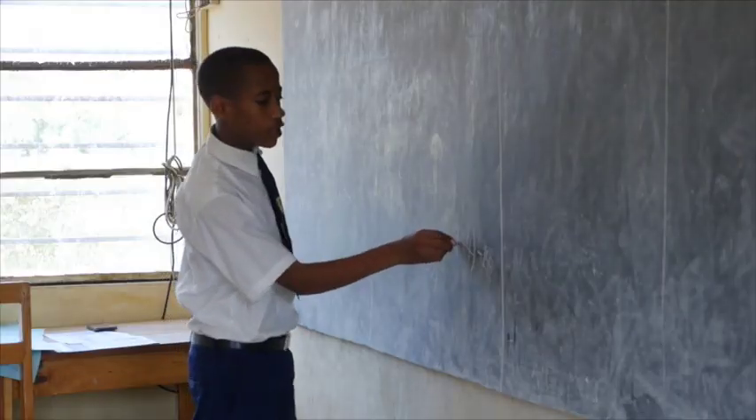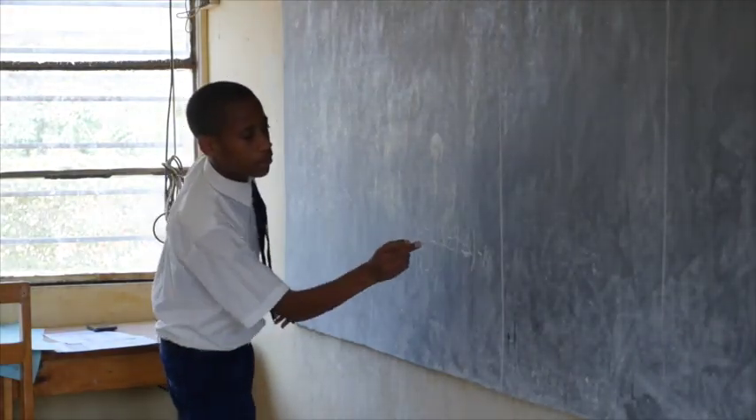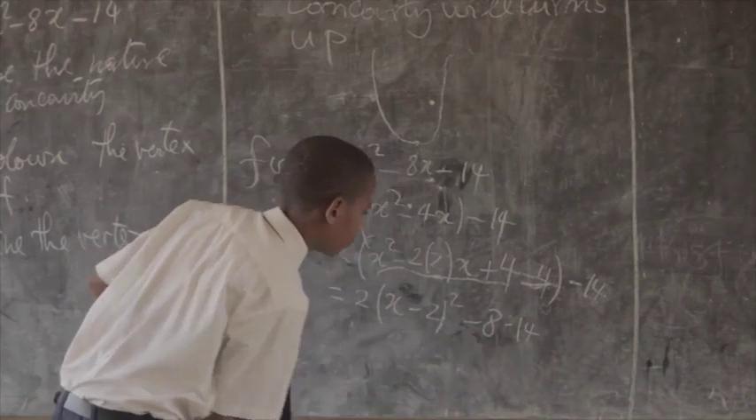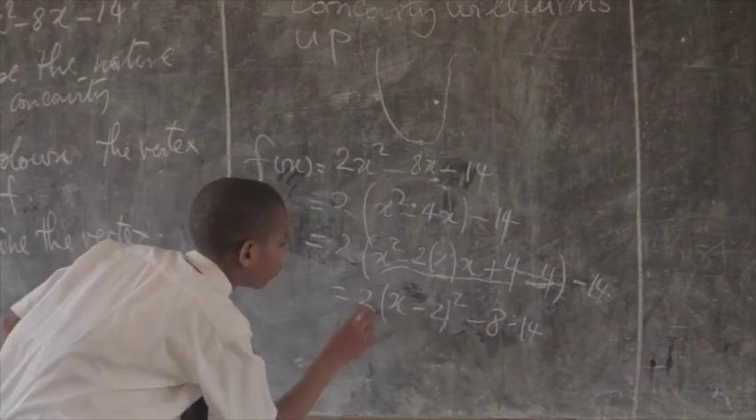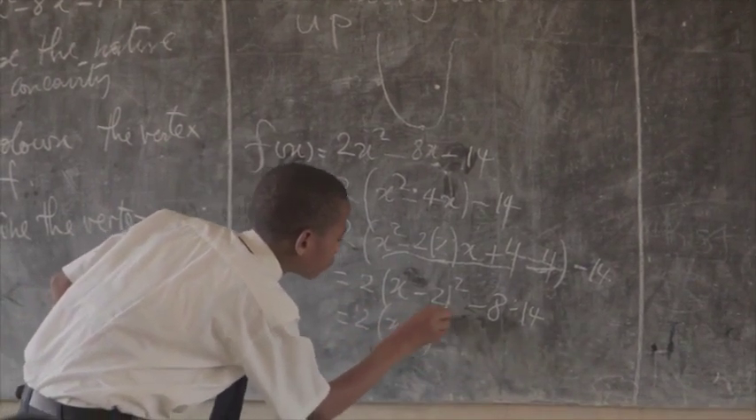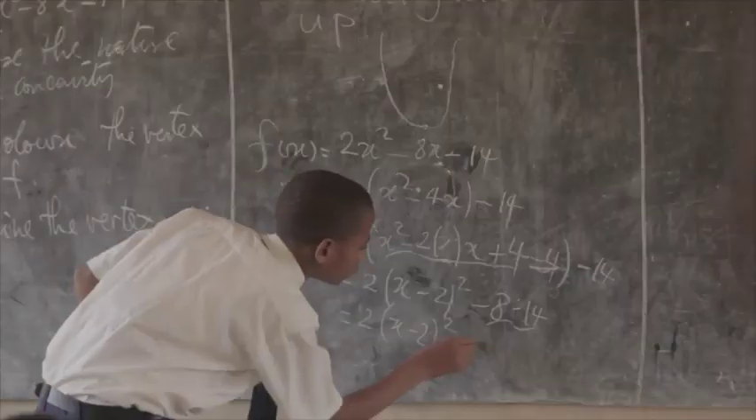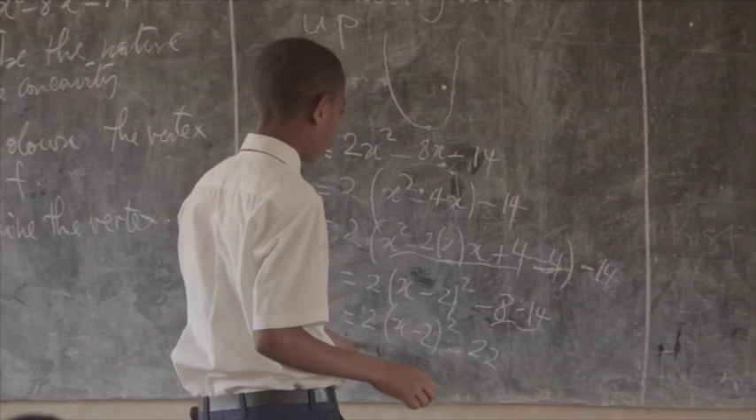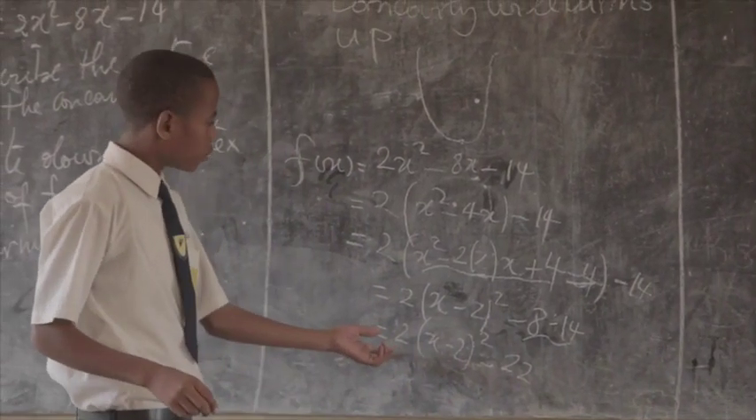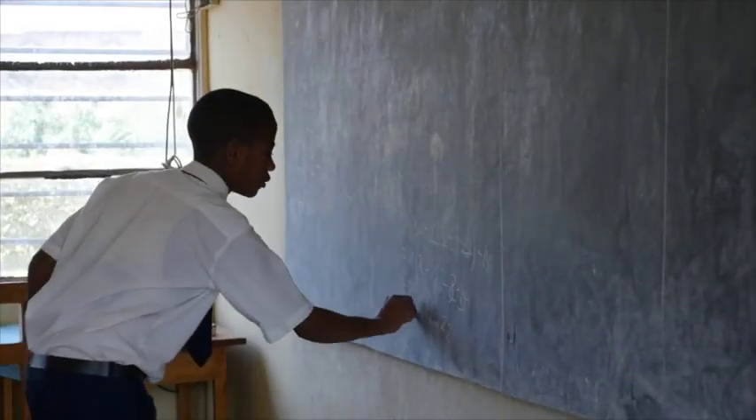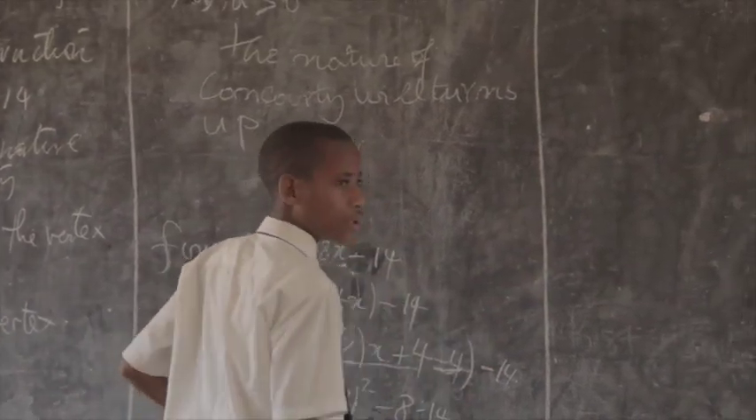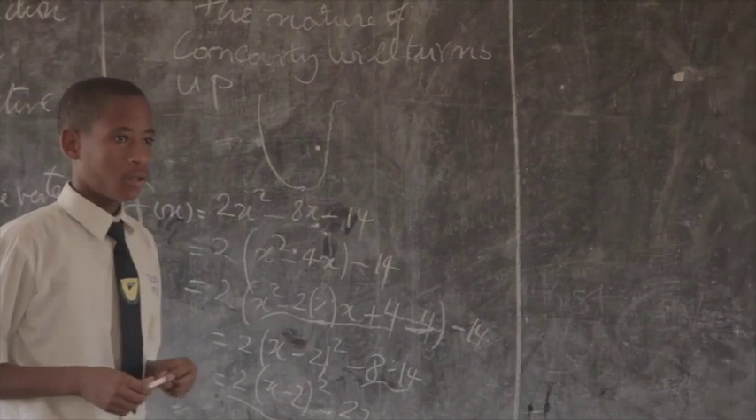Plus 2 factor of x squared minus x minus 2 squared. And when 2 is multiplied here, we get minus 8, minus 8 minus 14 equals 2 times x minus 2 squared minus 22. Is this a mistake? No. So the vertex form is this one. That is the vertex form. Okay. In this group, yes, come and show us the vertex now.